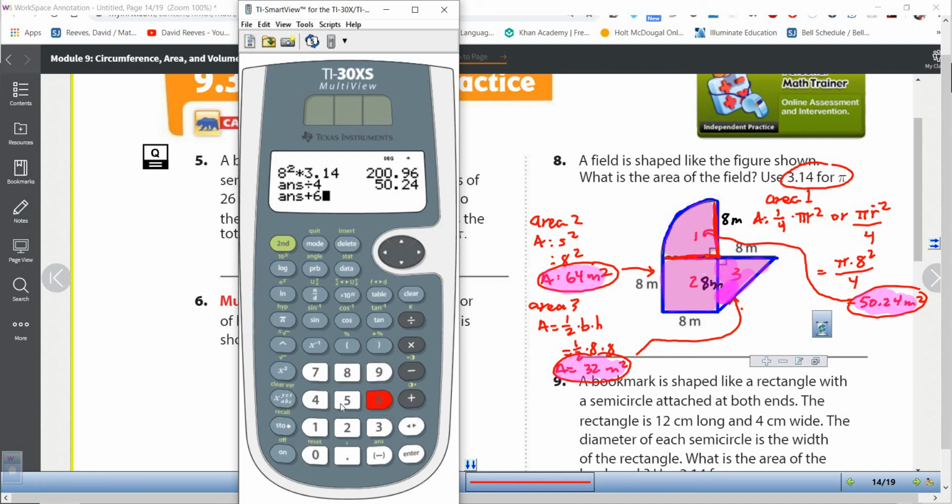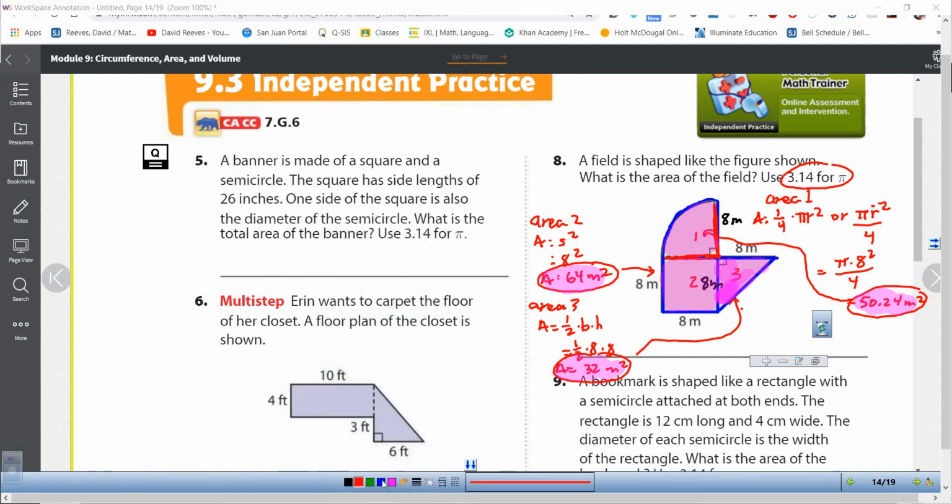And then I'm going to go ahead and add 64 to that. And then I'm going to add 32 to that. And what do I get? I get 146.24. Goodness gracious, Mr. Reeves, let's try this again. 146.24. And 146.24, what? What are the units? They are meters squared. All right, so that is the area of that composite figure.